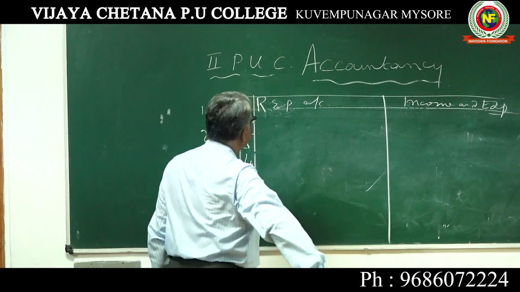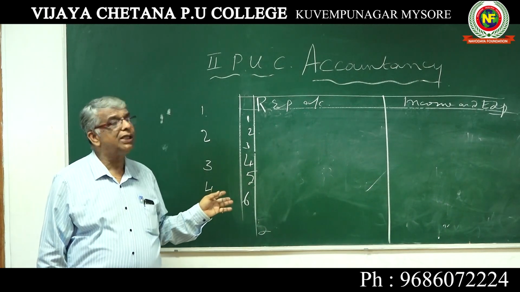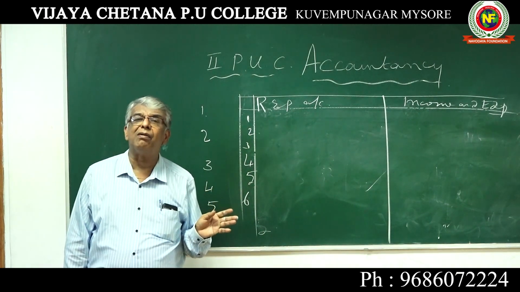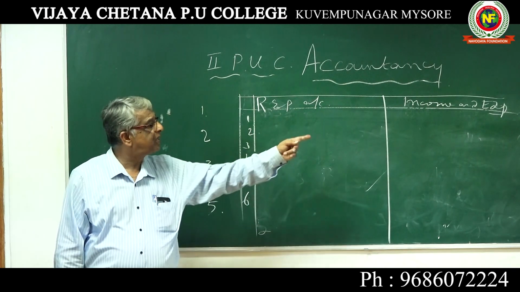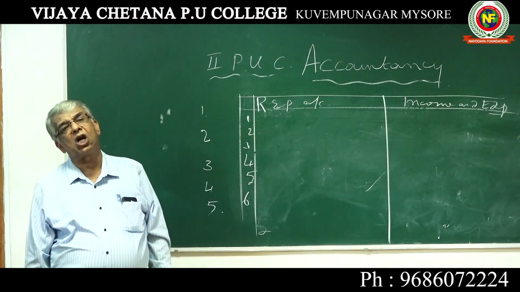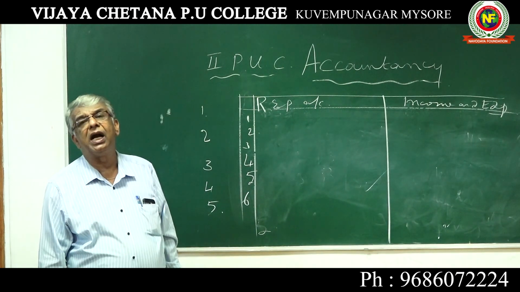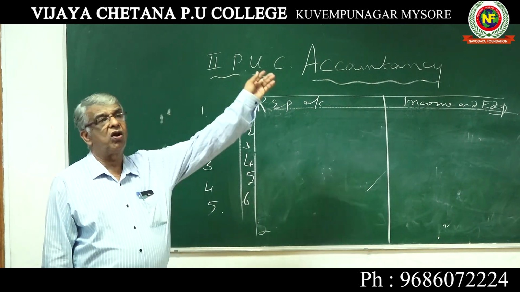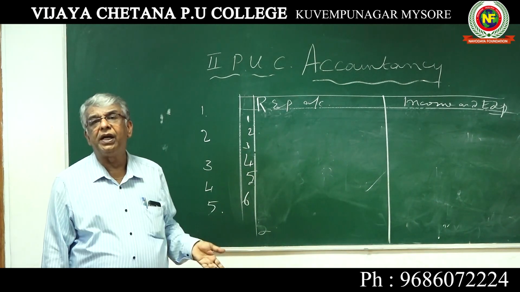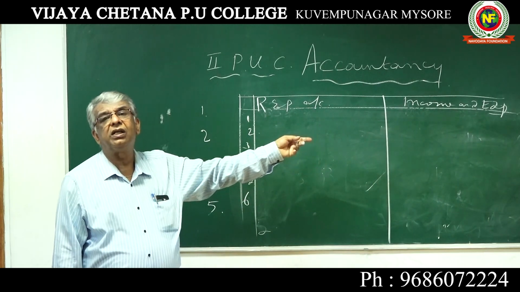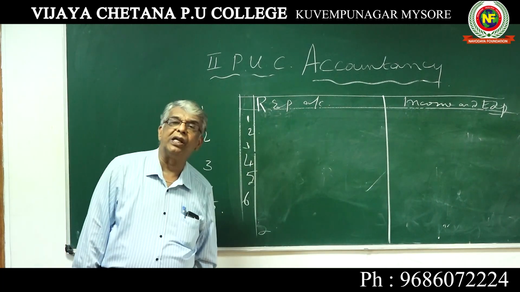Next difference is, as you know, a receipts and payments account does not take into account the outstanding items such as depreciation, bad debts, etc. But while preparing income and expenditure account, we are going to take into account all these outstanding items, such as income earned but not received, expenditure incurred but not paid, which has to be taken into account while ascertaining the income or expenditure of a non-profit organization.